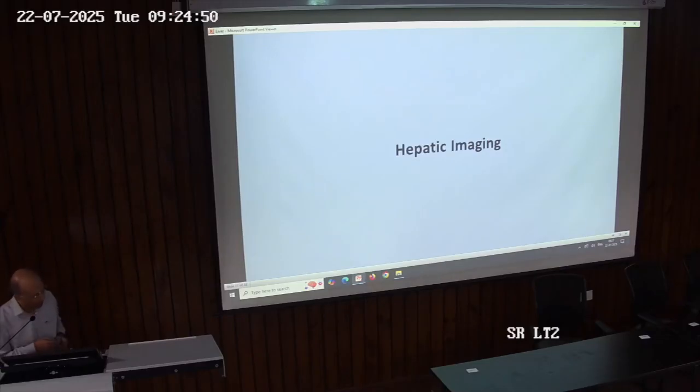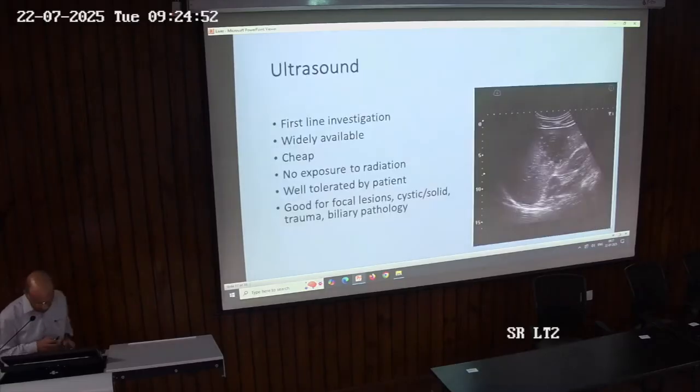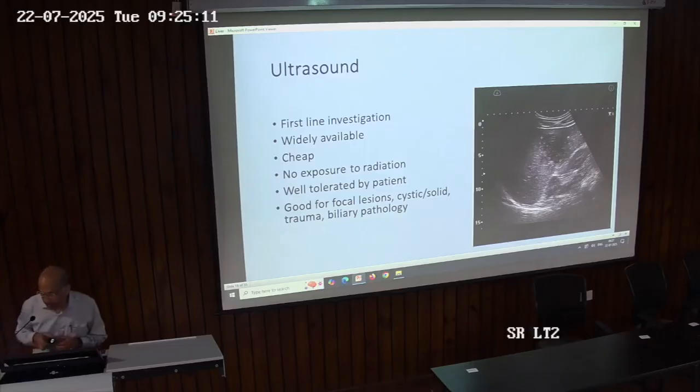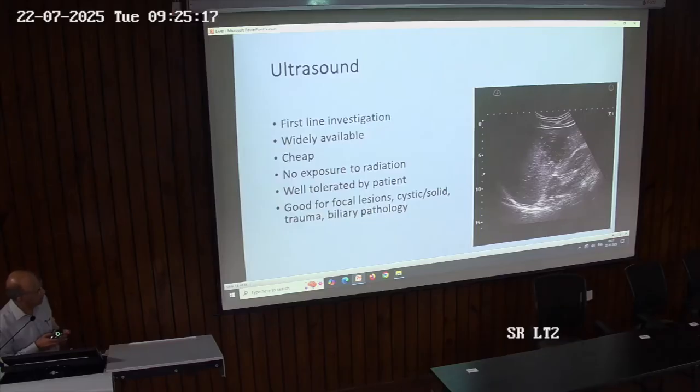Then we come on to imaging. Right. Some imaging modalities that you've heard of. Ultrasound, everyone knows about it. Most commonly available. It is cheap, relatively cheap. There is no exposure to radiation. Well tolerated by the patient.